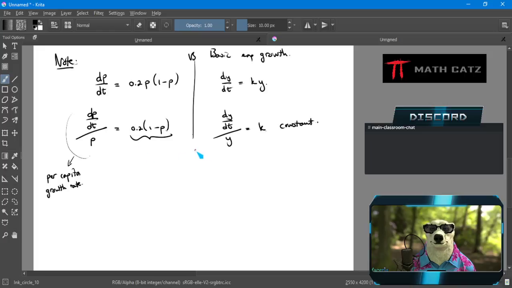Here, we can see the logistic model as a generalization of the per capita growth rate. That per person, the growth rate isn't constant for very long. It's constant up to a point where there are too many individuals. Then it's going to slow down. But the basic model doesn't have that. It says it keeps going. It doesn't slow down regardless of how many people there are.